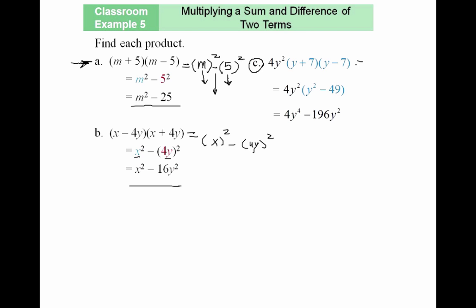Next example, you have 4y squared times y plus 7 times y minus 7. I'm going to use this property I just learned to multiply y plus 7 times y minus 7. That results in a squared minus b squared, which is y squared minus 49. And then distribute 4y squared. I would get 4y to the power 4 minus 196y to the power 2. You notice that we're adding the exponents when we multiply.